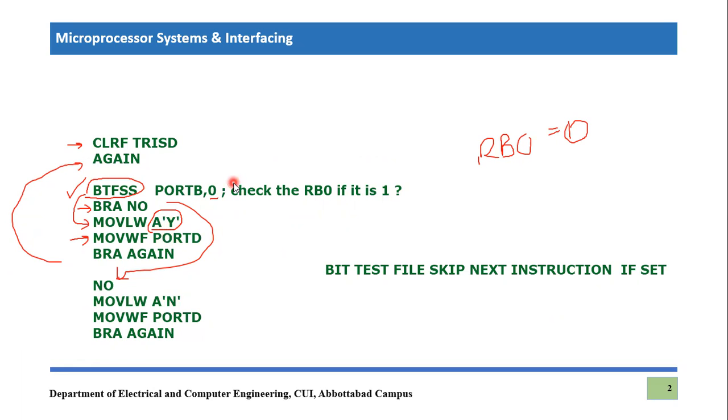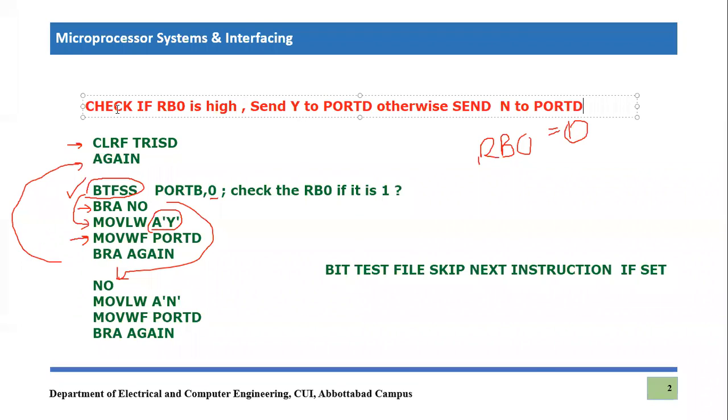Let me write the statement for you. So this is the statement that I have written for you. What we have to do is check RB0. If it is high, if it is equal to 1, then we have to send Y to port D, right? That is why we made port D an output port. Otherwise, we have to send N to port D. I hope you have understood this code. And now you have used a conditional branch, which is basically bit manipulation, but works on a specific bit of a specific file register.